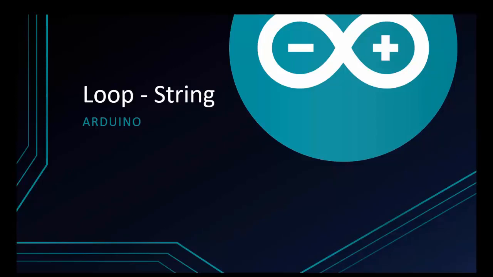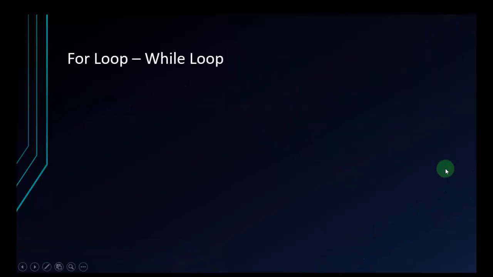Welcome to Programming Knowledge. Today I'm going to talk about loops and about strings, which I used in the previous video. Let's go. First, with loops, we have two loop types that we often use in Arduino: the for loop, which I used in the previous video, and the while loop.